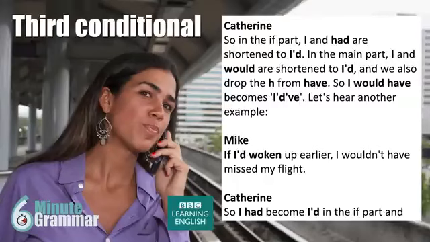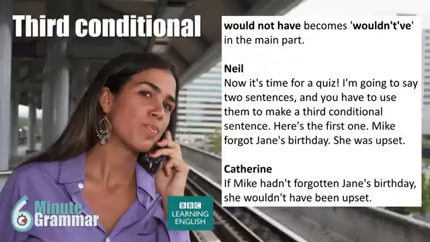I'd. And in the main part, I and would are shortened to I'd, and we also drop the H from have. So I would have becomes I'd have. I'd have. Let's hear another example. If I'd woken up earlier, I wouldn't have missed my flight. So I had becomes I'd in the if part, and would not have becomes wouldn't have. Wouldn't have in the main part.